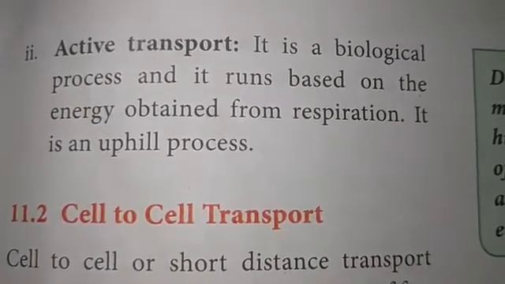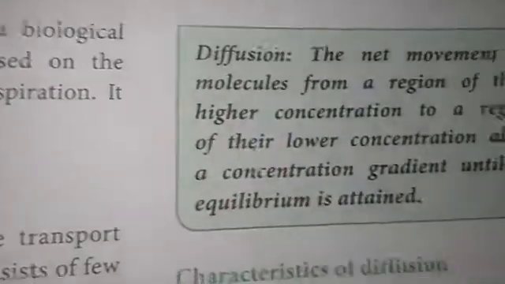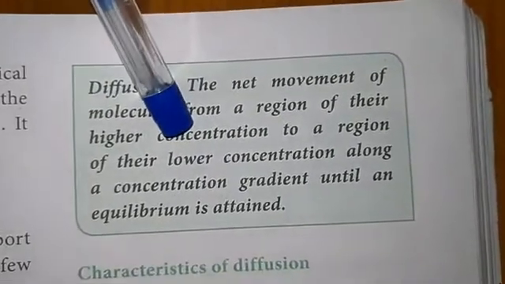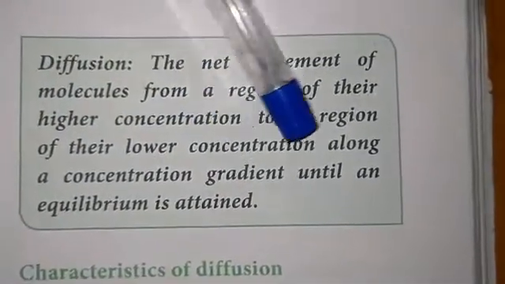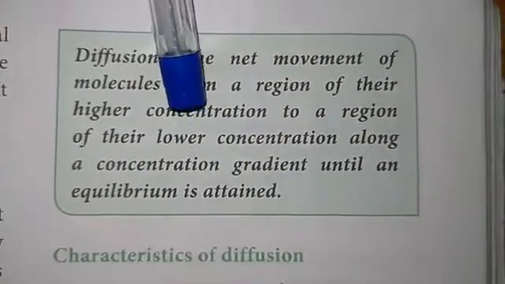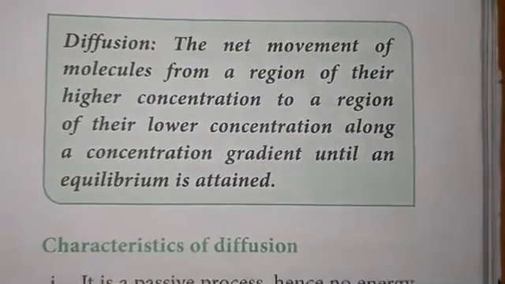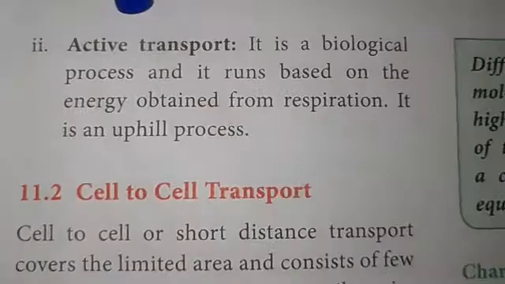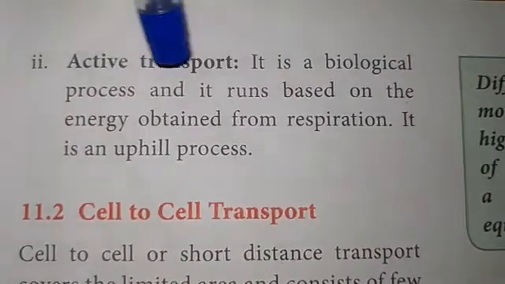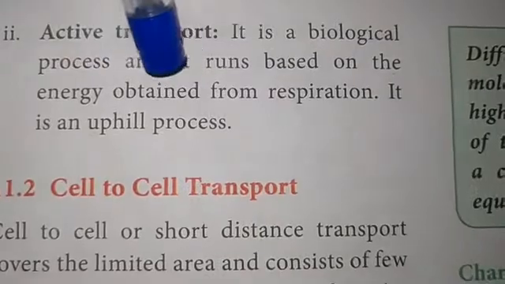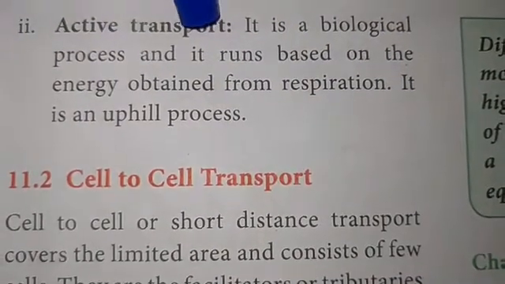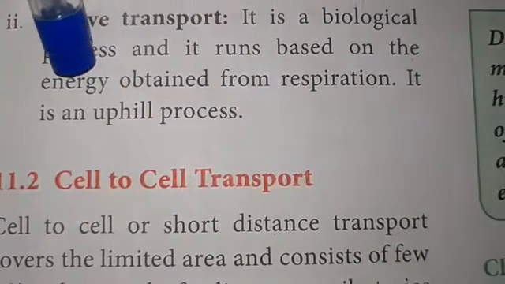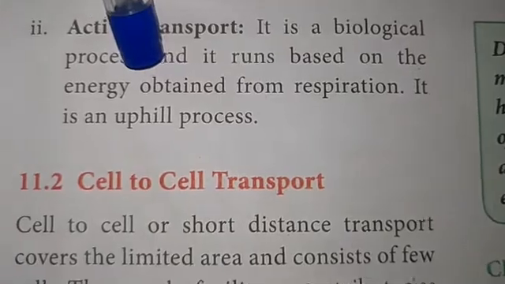Diffusion is the net movement of molecules from a region of higher concentration to a region of lower concentration, along the concentration gradient until an equilibrium is obtained. Here there is no need for energy, so diffusion comes under passive transportation. Active transportation is a biological process that runs on the energy obtained from respiration. In active transportation, energy is required. It is an uphill process, like climbing up a hill, so we need energy to climb the hill.